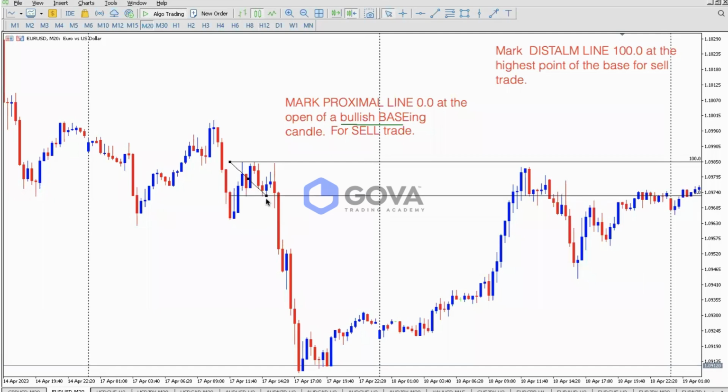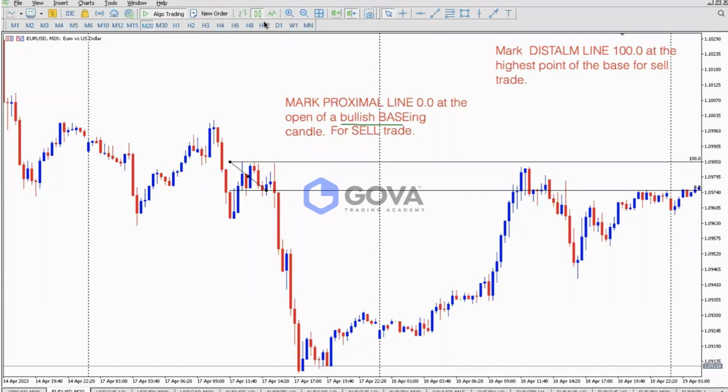This area is not the right area to mark it. This is wrong because that is wicks. You are putting it on the wicks. So the wicks is not what we are looking for. We are looking to mark it at the opening of the bullish candle, which is this area, okay?